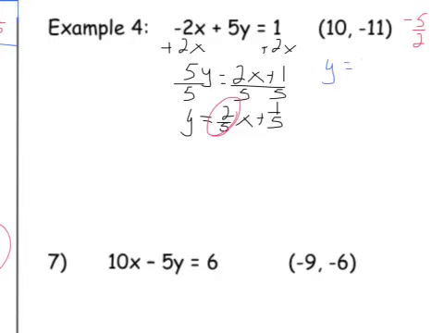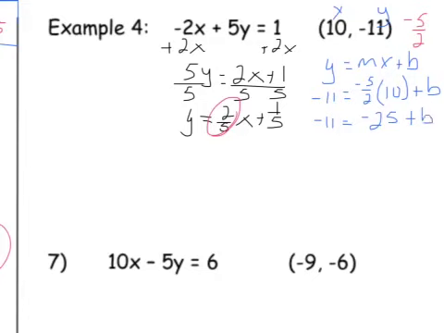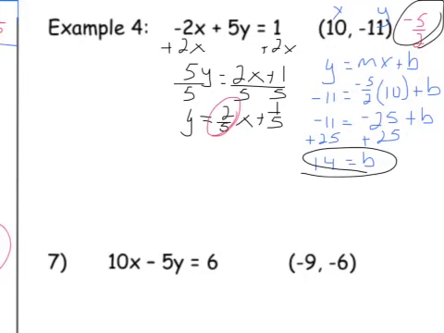y equals mx plus b. y is negative 11. The m is negative 5/2 times x, which is 10, plus b. Negative 11 equals negative 25 plus b. Add 25 to both sides, and b equals 14. So we're going to take that intercept and that slope and write our new equation for the line.